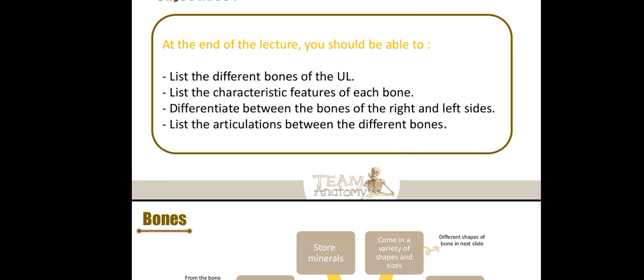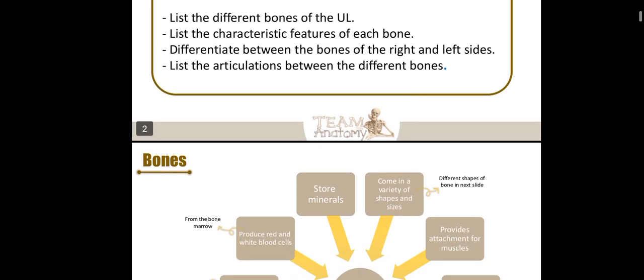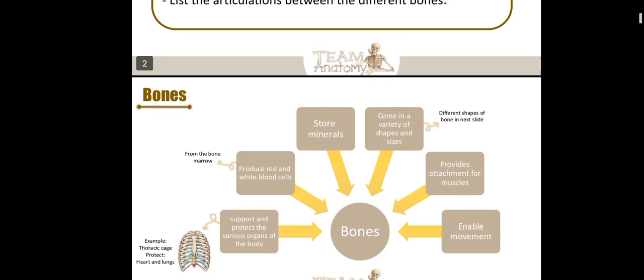And you should be able to list the articulations of each bone. On the medial side, the clavicle articulates with what? Or on the lateral side, the clavicle articulates with what? Okay, the sternum, the manubrium. Your humerus articulates with the scapula using what? The glenoid fossa. You should be able to know all of this, okay?